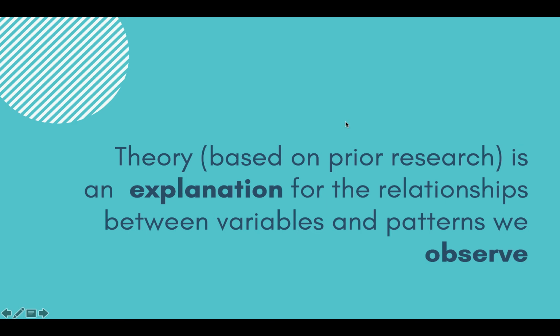Theory, based on prior research, is an explanation for the relationships between variables and patterns we observe. So we're looking at a bunch of observations, we're figuring out what those patterns are, we're interested in certain kinds of variables. In that earlier example, one variable is age, and the other one's political affiliation. So we have political affiliation as one variable, we have age as another variable, and we're trying to come up with an explanation for those patterns across these variables.